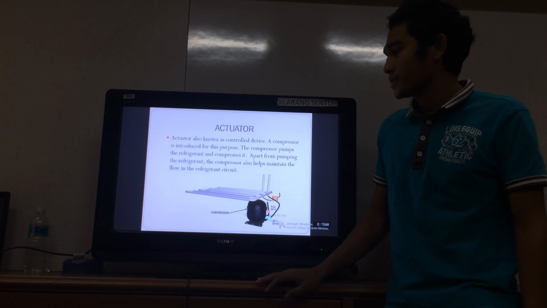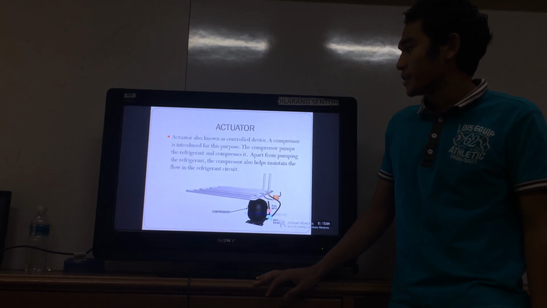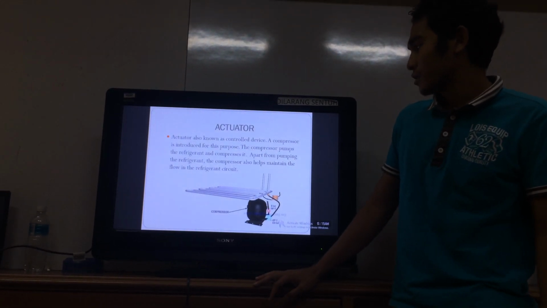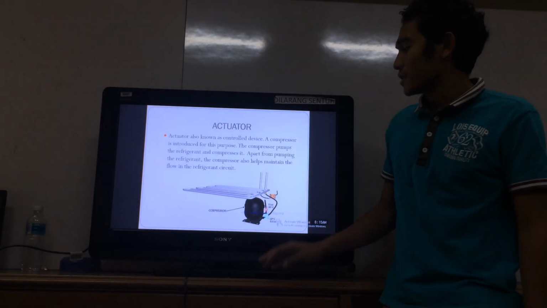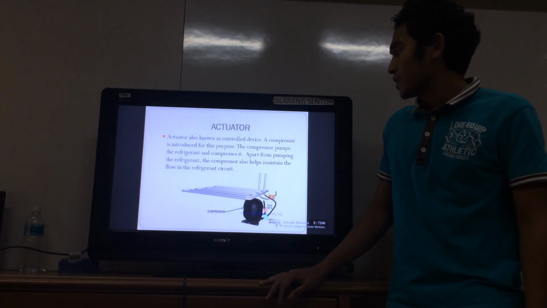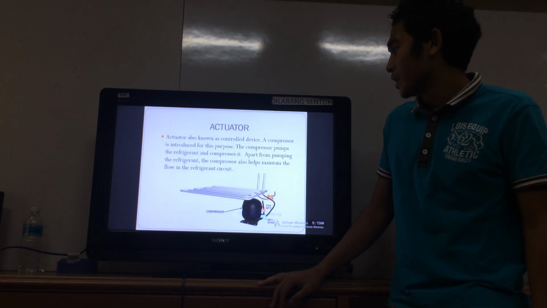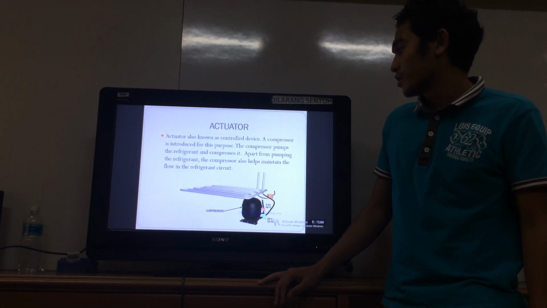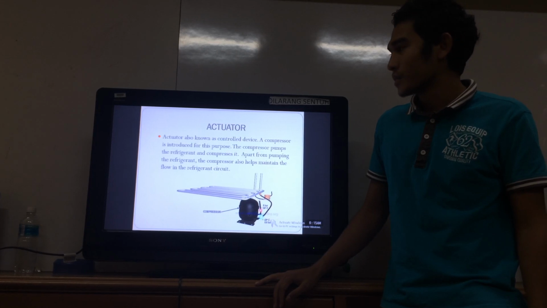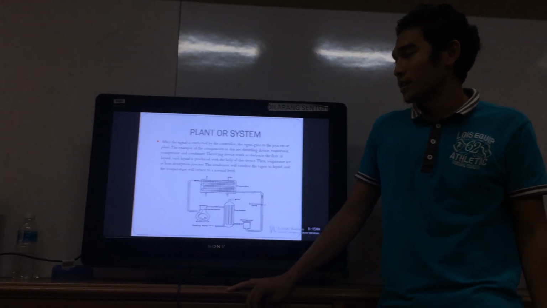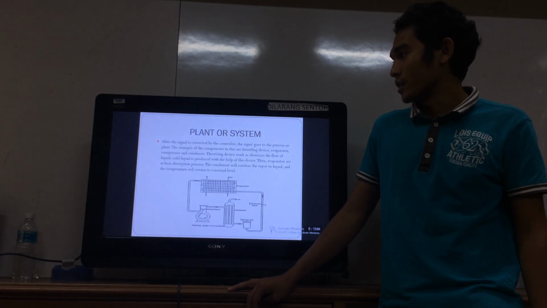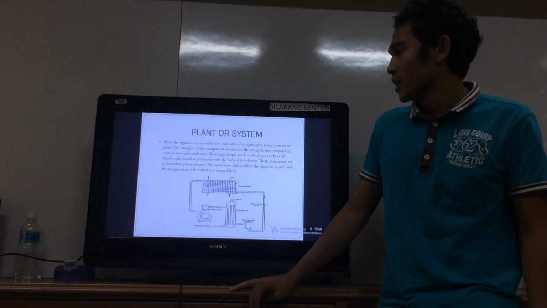Okay, the next diagram is the actuator. The actuator is also known as a control device. In this refrigerator, the actuator is the compressor. The compressor pumps the refrigerant and compresses it. Okay, next. After that, the actuator will send the impulse to the plant or system.